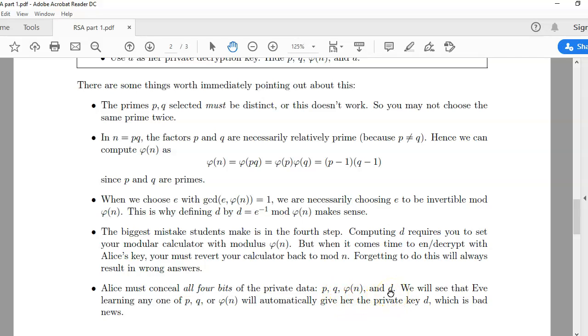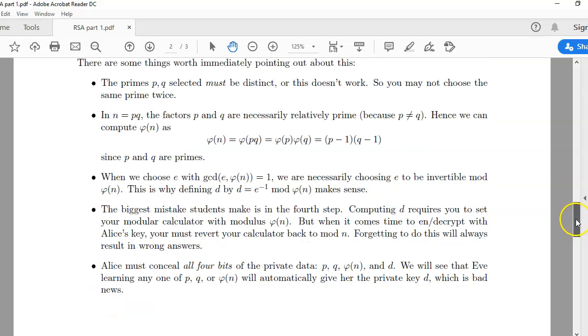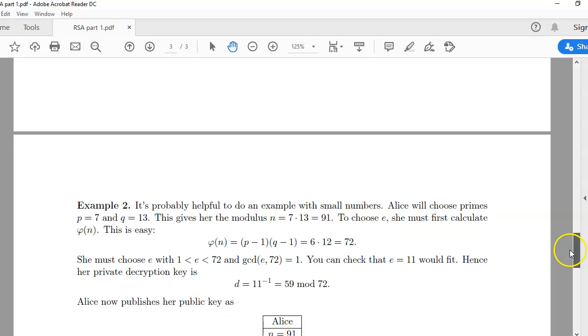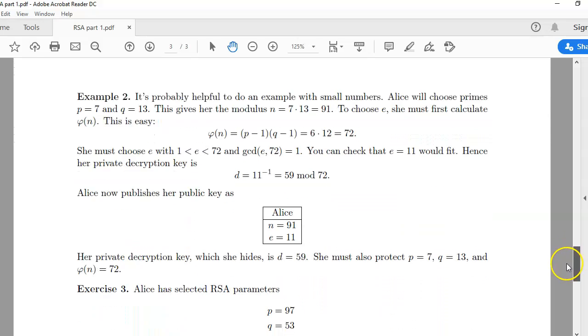We're going to see later, you'll even see it on the Canvas quiz for this handout, that if Eve can discover any one of P or Q or phi of n, she does not need all 3, she only needs one of them. If Eve can learn any one of P or Q or phi of n, that will automatically give Eve a way to derive Alice's private key, and that's bad. You should never be able to get the private key.